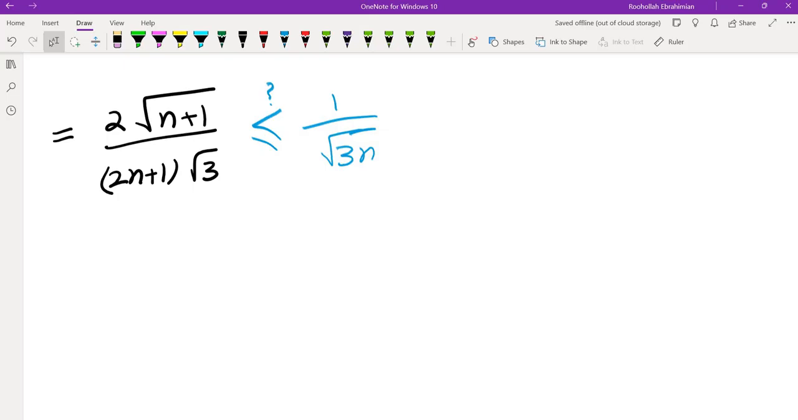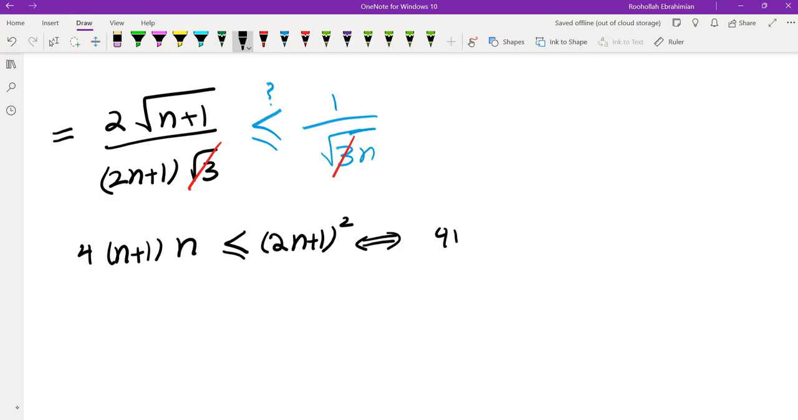So let's clear the denominators and square both sides. So root 3 cancels. We get 4 times n plus 1 times n is less than or equal to 2n plus 1 squared. So this is the same as 4n squared plus 4n is less than or equal to 4n squared plus 4n plus 1.